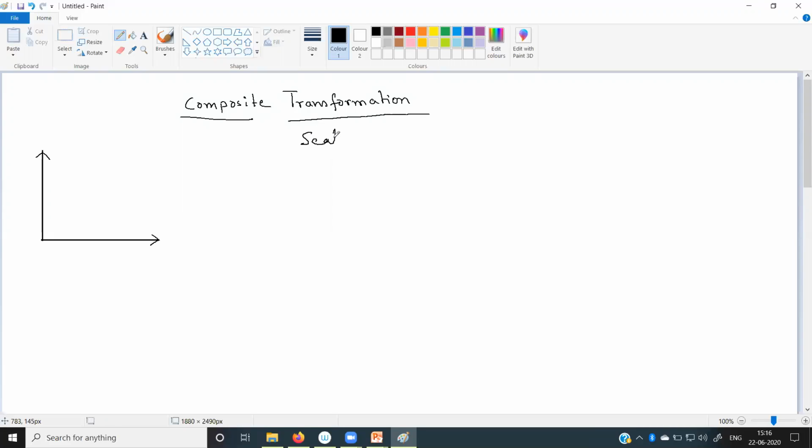In case of scaling, there are two types: one is free and another is fixed point, which were already discussed in the last class. In case of free scaling, the object will change its size, and along with that it will change its position also. But in case of fixed point scaling, the object will change its size, that means its size will increase or decrease, but its position will not be changed.